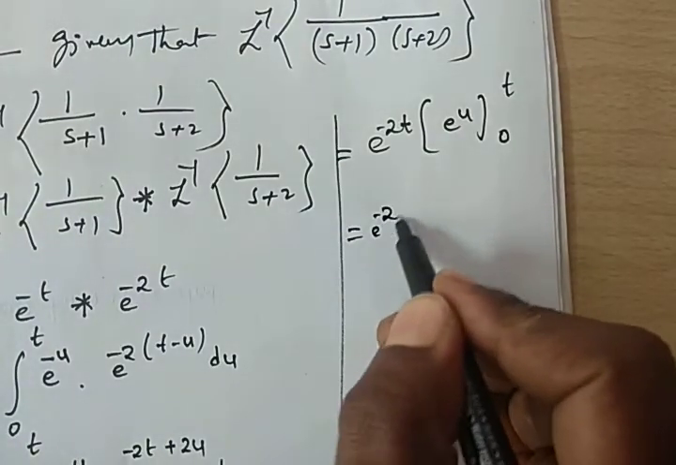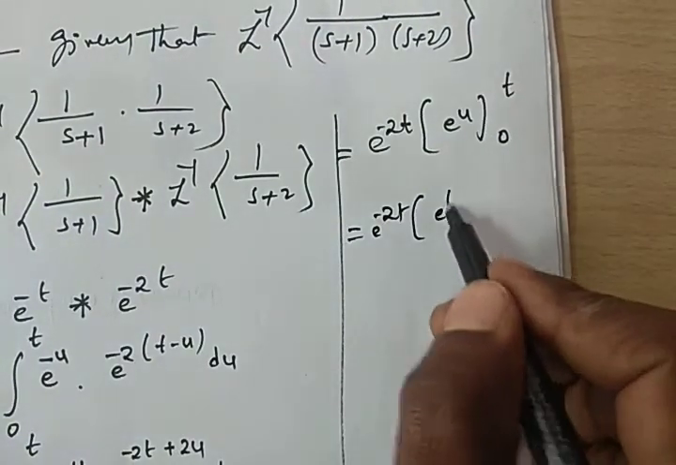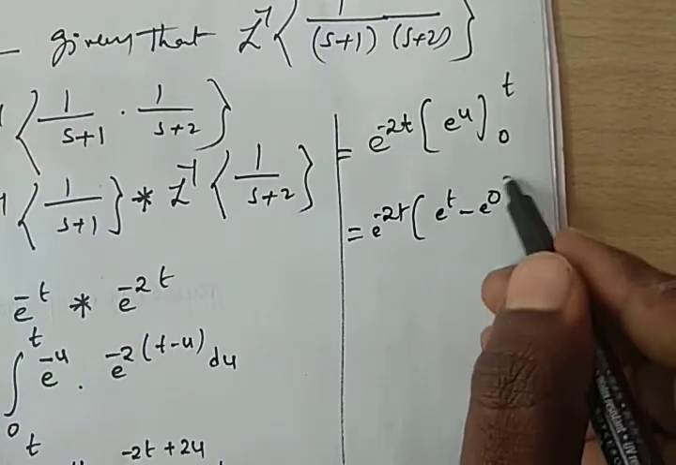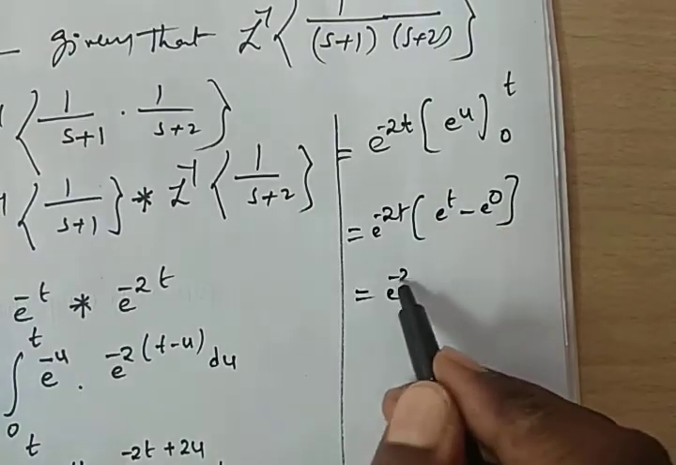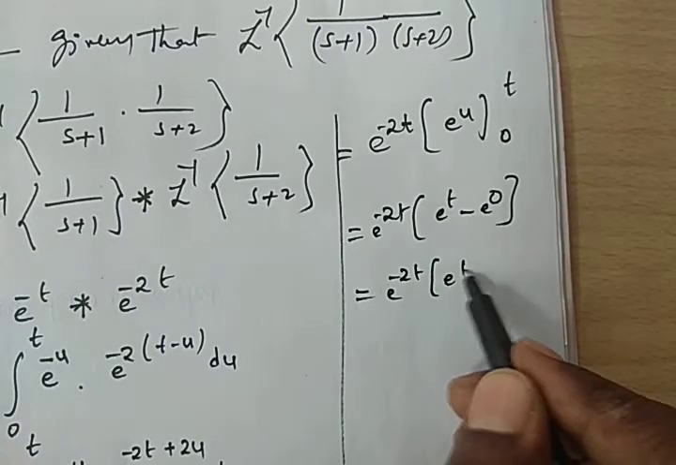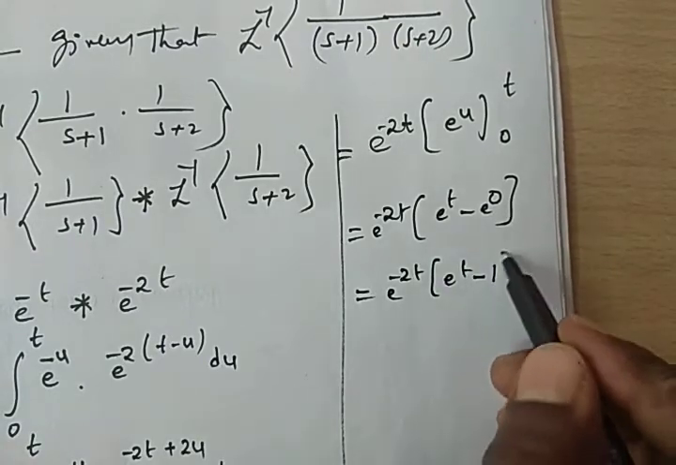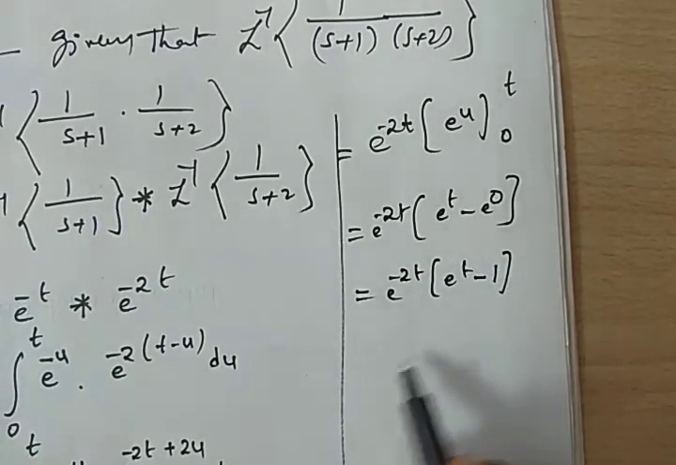Which is equal to e power minus 2t into, now substitute the upper limit, that is e power t, minus, next substitute the lower limit: e power minus 2t into (e power t minus e power 0), and e power 0 is 1.